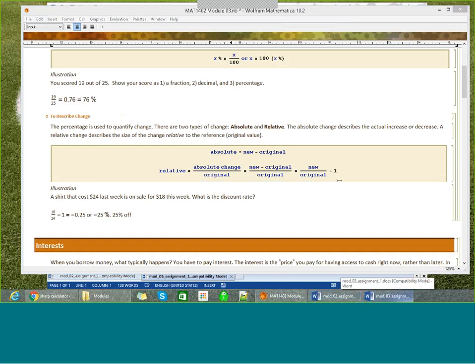Okay. So there are two different changes. One is called the absolute change, which is just the difference between two numbers. But there's a relative change, which is a percentage change, and there's a formula for that.